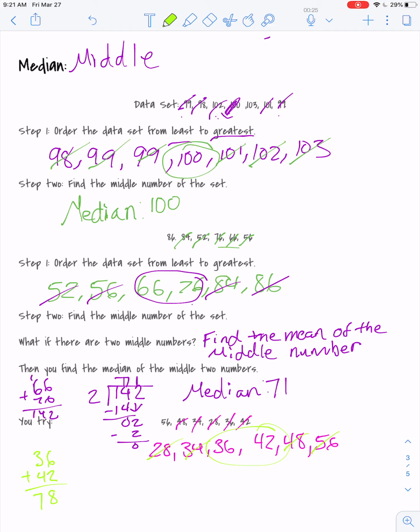So now we have 78 divided by 2. 2 goes into 7 3 times. 3 times 2 is 6. We have 1 left over. Bring down the 8. 2 goes into 18 9 times. 2 times 9 is 18. So our median is 39.